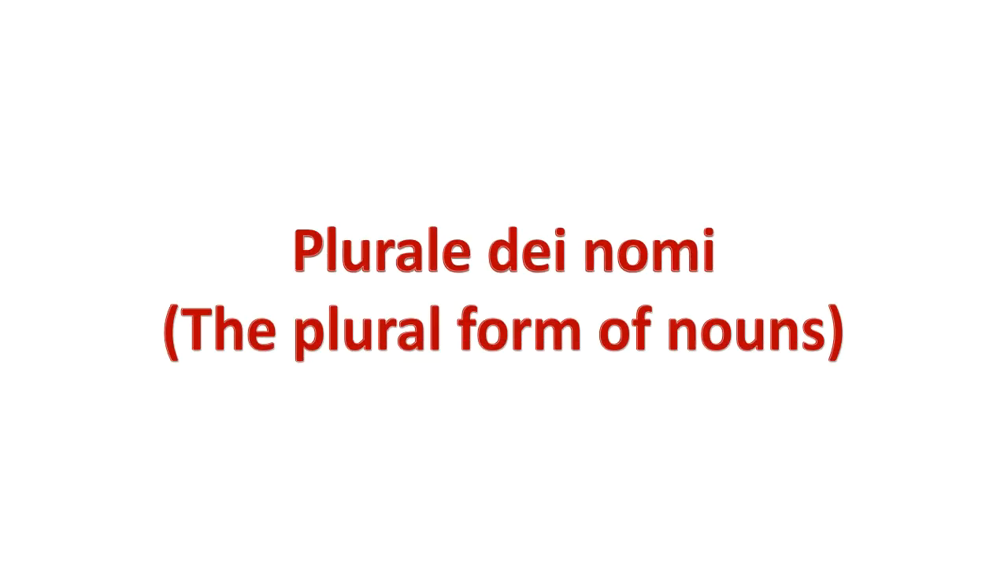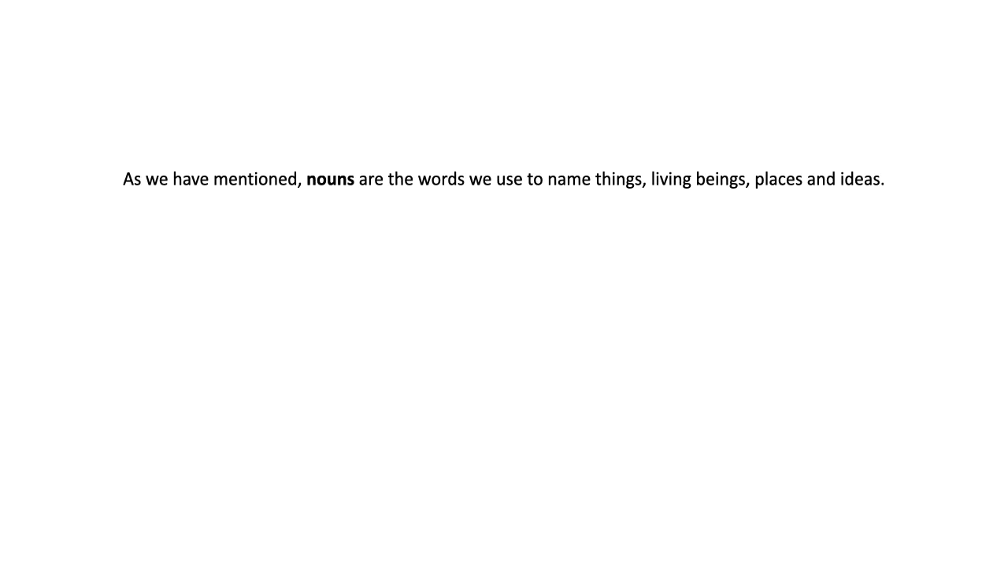Today's topic is plurale dei nomi, the plural form of nouns. So I would like to begin by reminding you of what nouns are. Nouns are those words that we use to name the things that exist in the world. Things, living beings, places, ideas. To all of these we refer with nouns. Some examples: professor, or cat, or college, or book, or even intelligence and hope. All of these are nouns.